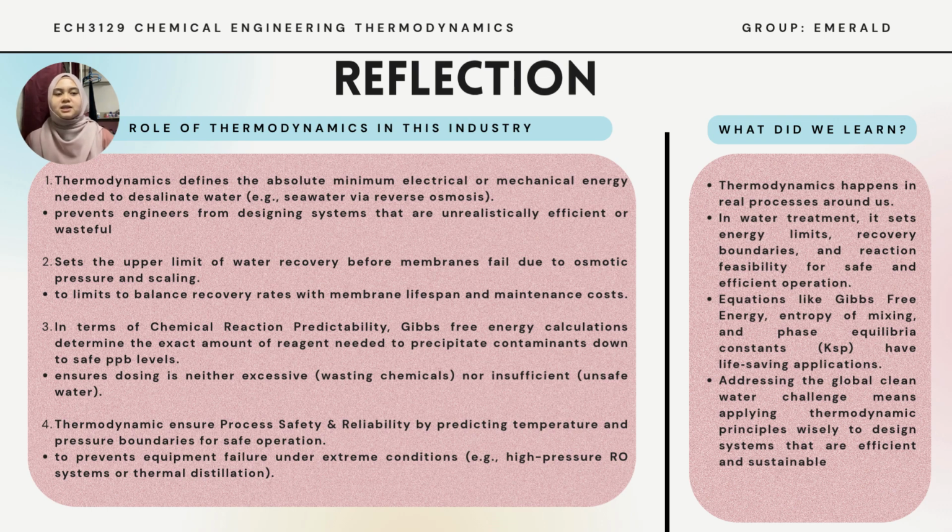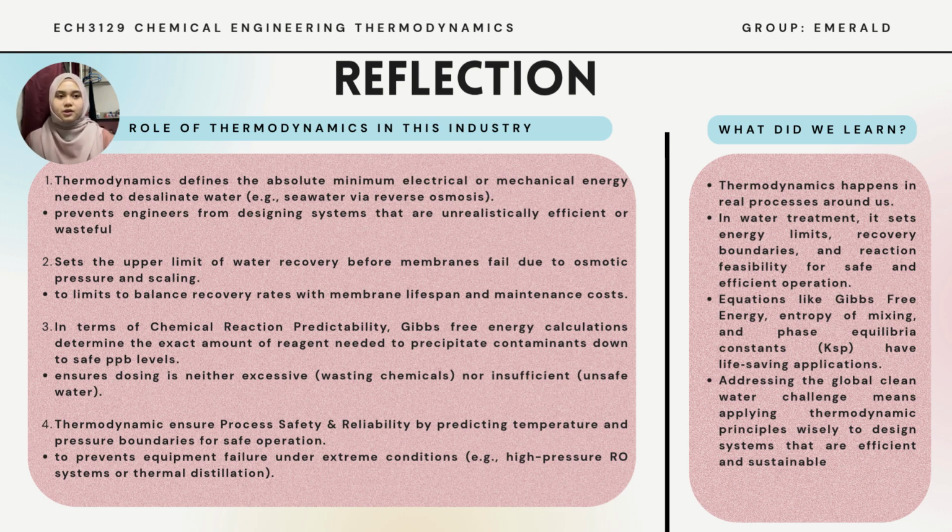In water treatment systems, thermodynamics plays a huge role in making processes efficient and safe. It helps engineers determine the minimum energy needed to desalinate water, like in reverse osmosis, so systems are not wasteful or unrealistic. Thermodynamics also sets limits for water recovery, balancing how much water we can reclaim without damaging membranes or increasing maintenance costs. When it comes to chemical reactions, Gibbs free energy helps predict how much reagent is needed to remove contaminants safely, ensuring we don't overdose or underdose chemicals. Lastly, thermodynamics keeps operations safe by predicting temperature and pressure boundaries. This prevents equipment failure, especially in high pressure and high temperature systems.